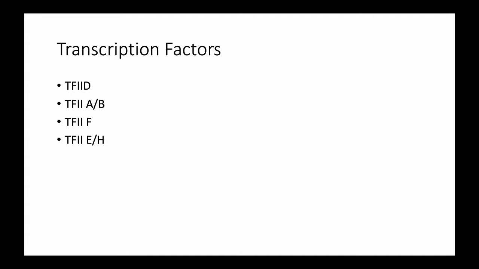Then we have the last part, the fourth one, which is transcription factor 2E and H. Transcription factor 2E actually recruits transcription factor 2H. And it does a few different things also. As I said, 2E is going to recruit 2H, and then 2H can act as either a kinase or a helicase. So it can do one of two things.